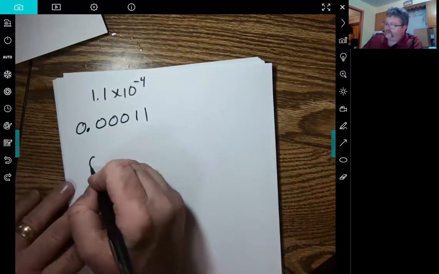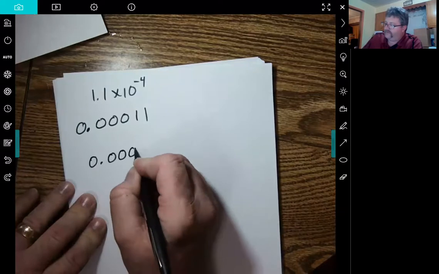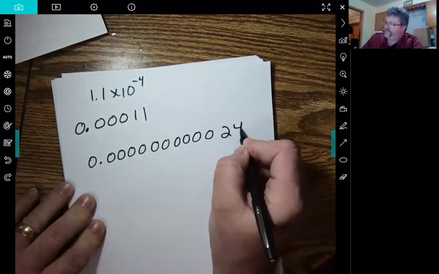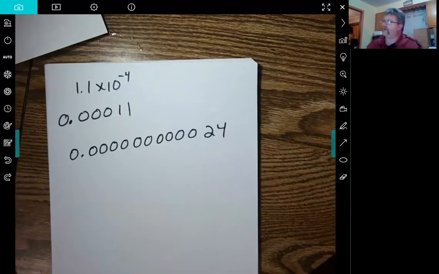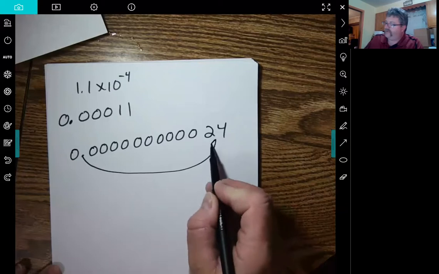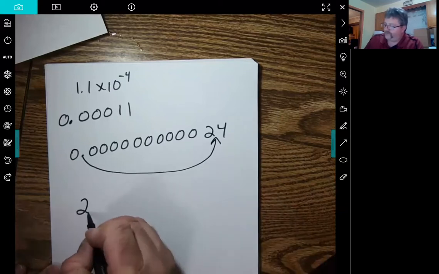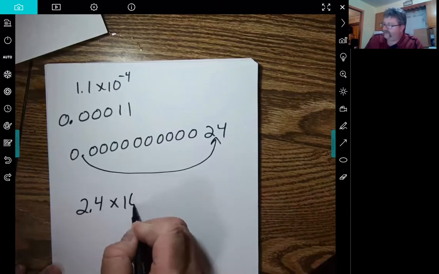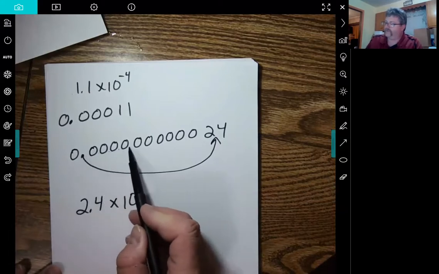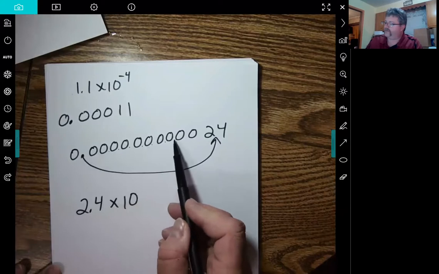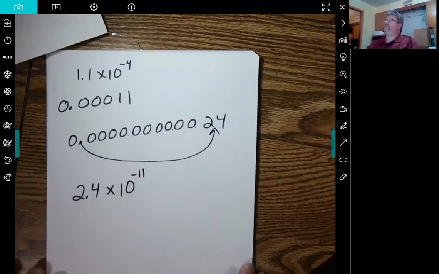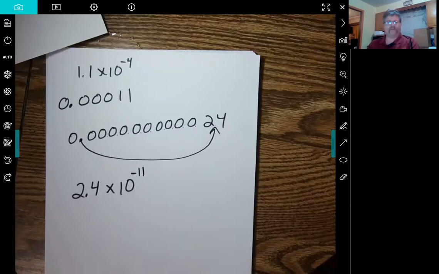Okay. So what if I want to go the other way? 0.0000000000024. Woo! I'm going to change it such that I have one non-zero number, and then a decimal point. So it's going to be 2.4 times 10 to some exponent. Well, what's the exponent going to be? 1, 2, 3, 4, 5, 6, 7, 8, 9, 10, -11 in this case. Okay. And that's how we would do that.